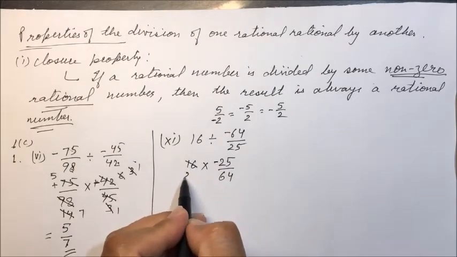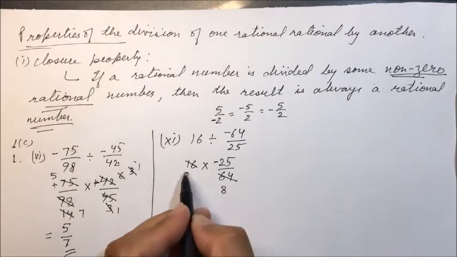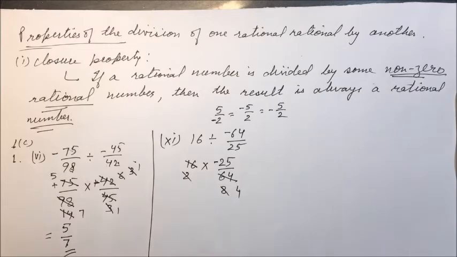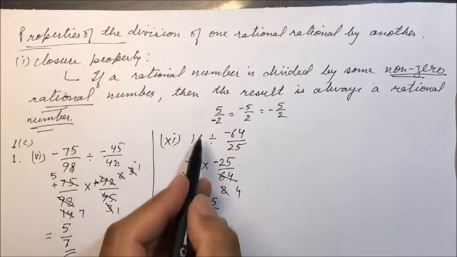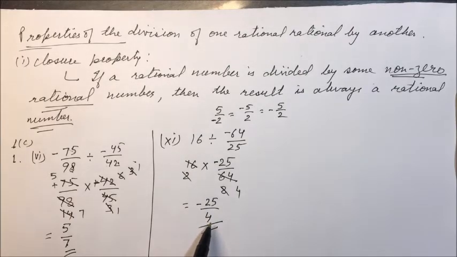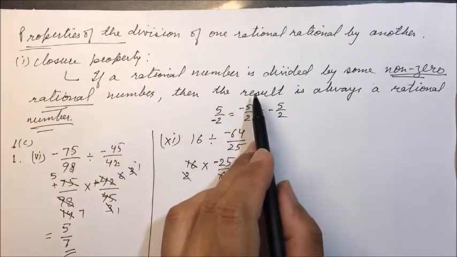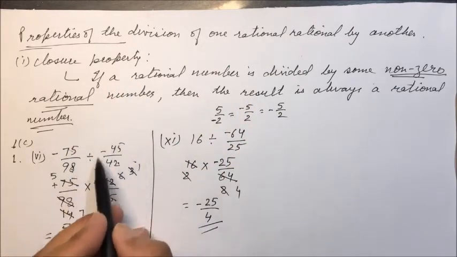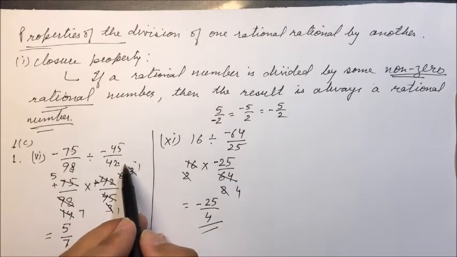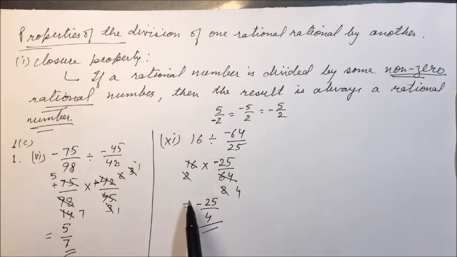8 2s are 8, 8s are again 2, 4. Now the result is minus 24 upon 4. Again we are getting a rational number and we are proving the closure property as well. That is, when we divide a rational number by another non-zero rational number, the result will always be a rational number. It is always closed to be a rational number.